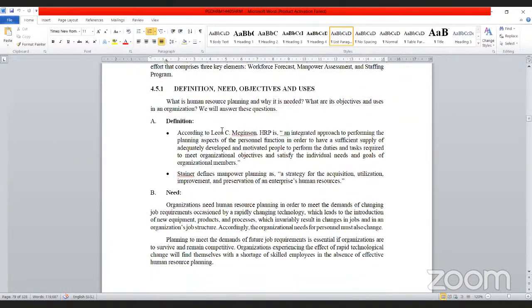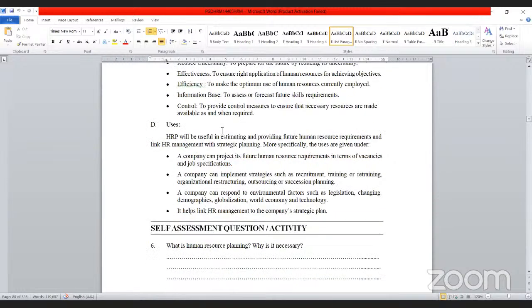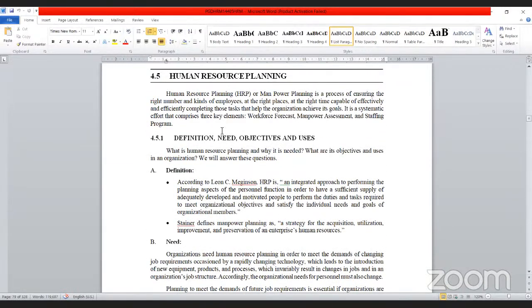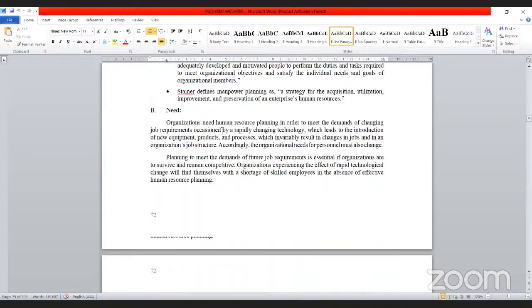Let's understand HRP. Basically, HRP is the process of ensuring the right number and right kind of employees at the right places at the right time, capable of effectively and efficiently completing those tasks that help the organization achieve its goal.